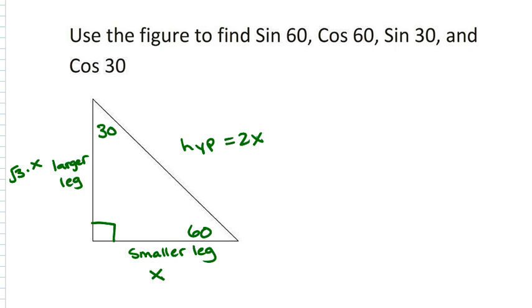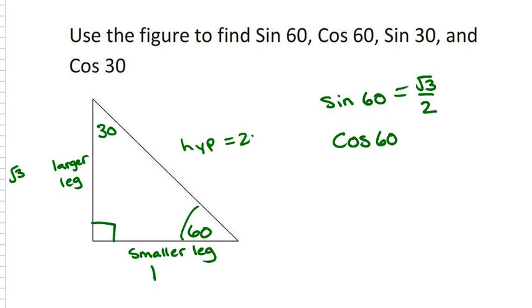So when we talk about the ratios, we say that the smaller leg is 1, the larger leg is the square root of 3, and the hypotenuse is 2 when we deal with the ratios. So, for example, if I want to find sine 60, I look at the 60-degree angle and I say opposite over hypotenuse is equal to the square root of 3 over 2. If I want to find cosine 60, I do adjacent over hypotenuse, so it's 1/2. If I want to do sine 30, I look at the 30-degree angle up here, and I say, okay, opposite over hypotenuse is 1/2.